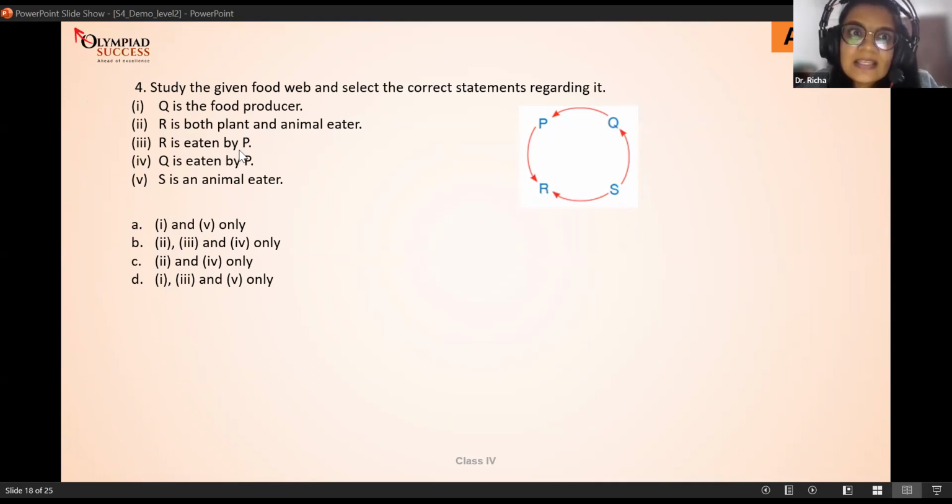Is R eaten by P? No. R is not eaten by P. P is eaten by R. Q is eaten by P? True. S is an animal eater? No. S is the only one who is not eating anything. It should be a producer because it is not eating anything. So we are only left with the second and fourth, which are correct. It is C. When we do the regular classes, for each and every question I'll spend 5-6 minutes with you to describe everything in detail so that it's all crystal clear to you. Got it?